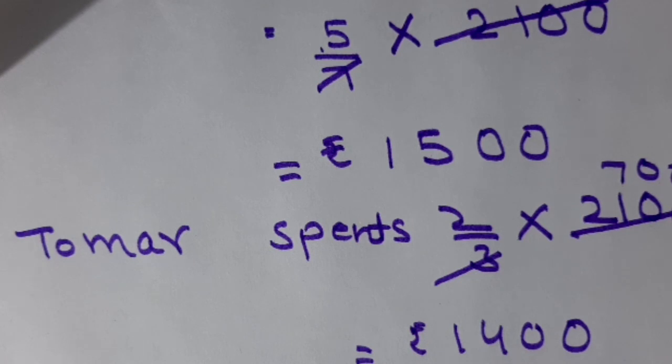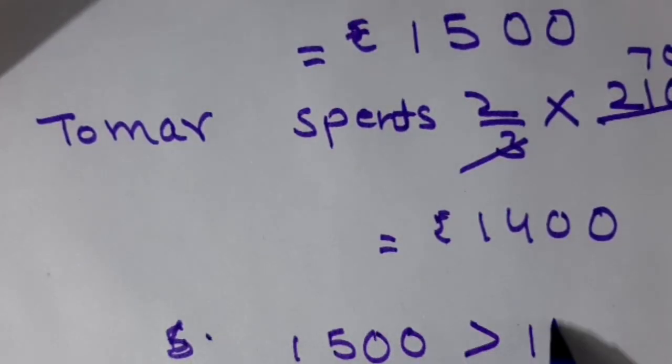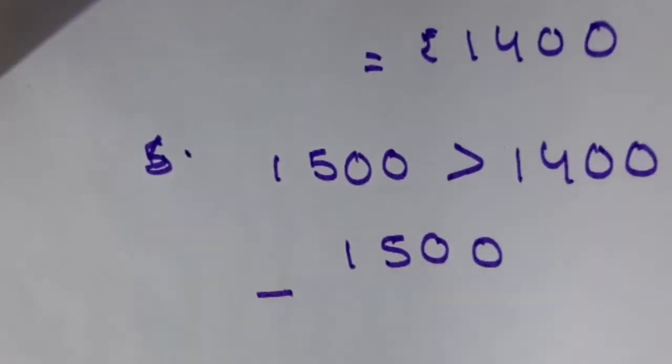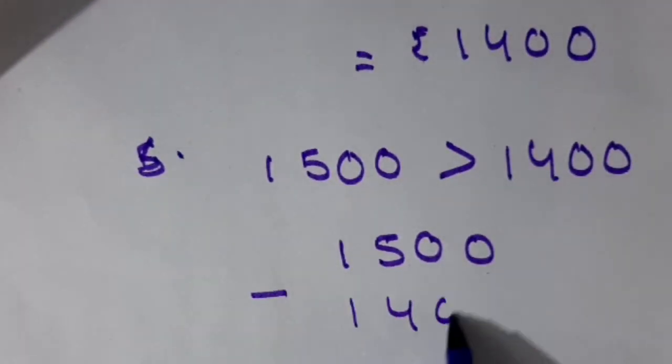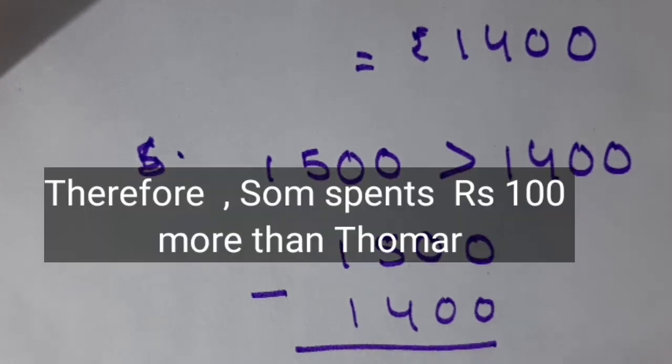So who spends more? Here you can see 1500 is greater than 1400. So Som spends more. By how much? For that you have to subtract both. That is 1500 minus 1400. You will get 100. So Som spends 100 rupees more than Thomas.